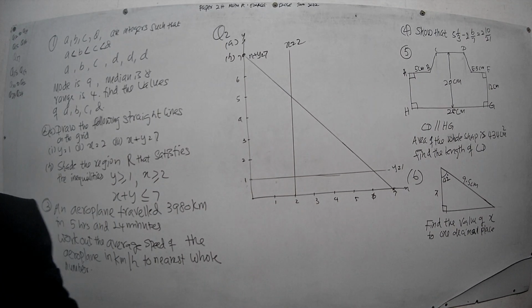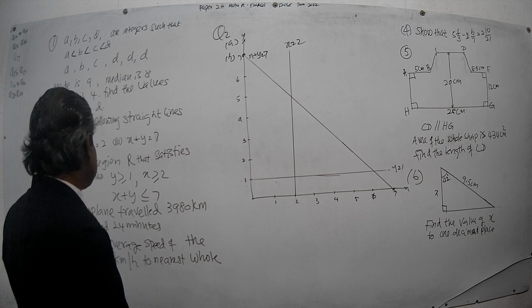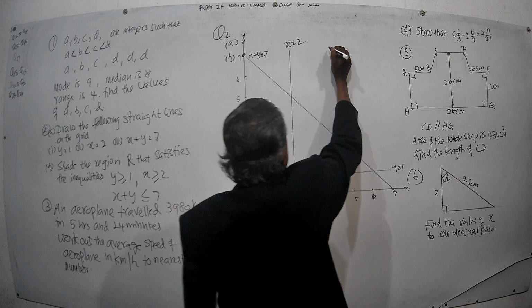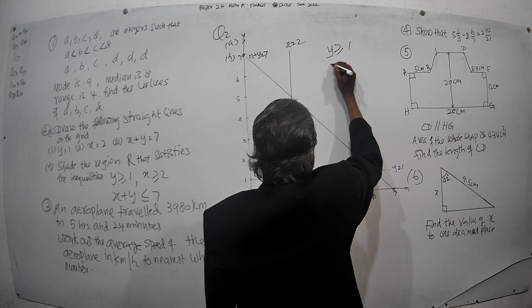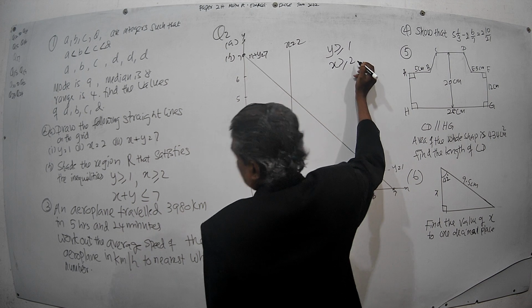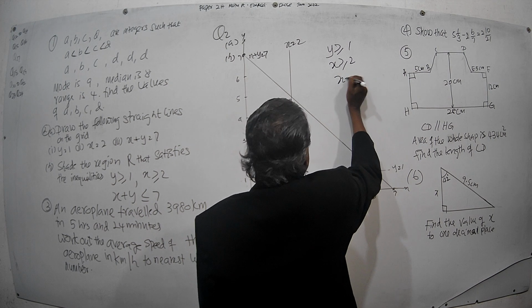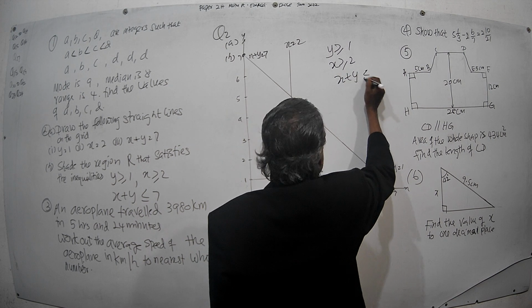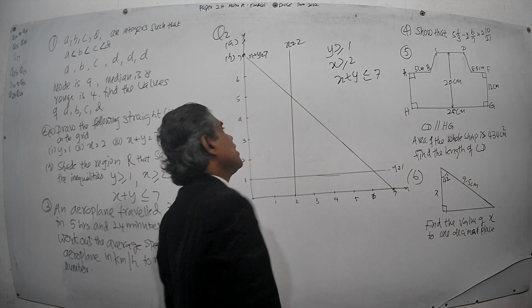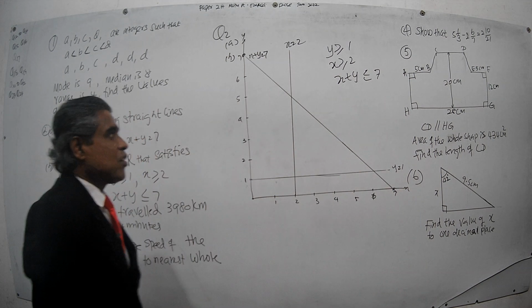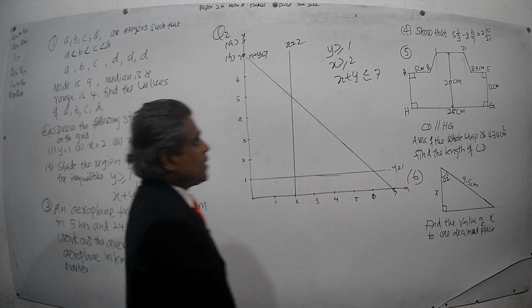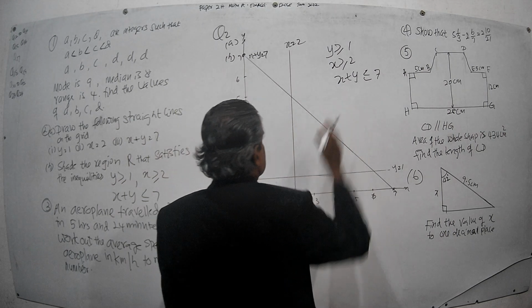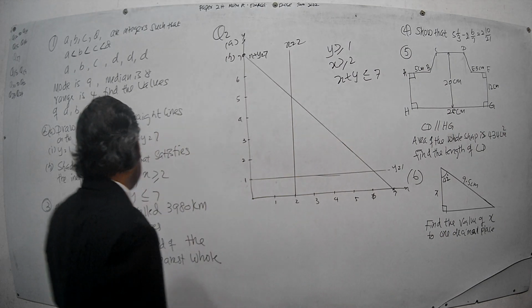Right, then these are the inequalities here: y greater than or equals 1, then x greater than or equals 2, and the other one, x plus y less than or equals 7. Okay, so these are the inequalities. Now we have to find the region satisfying these three inequalities, and name that region R.